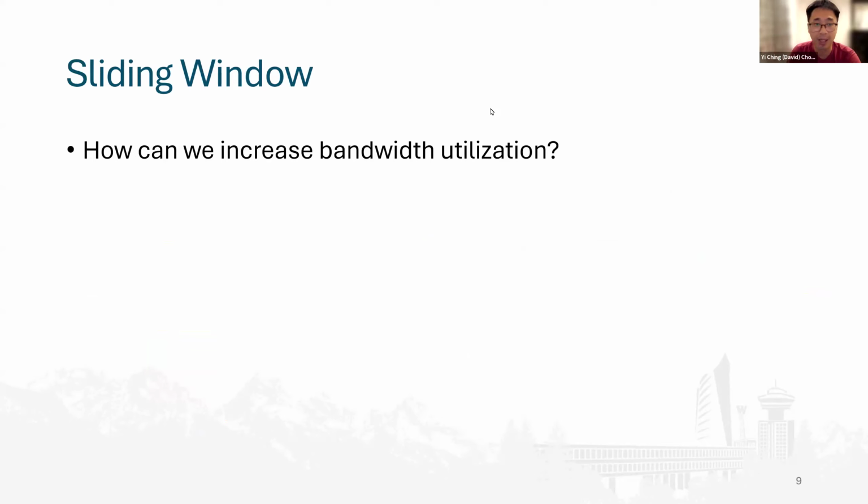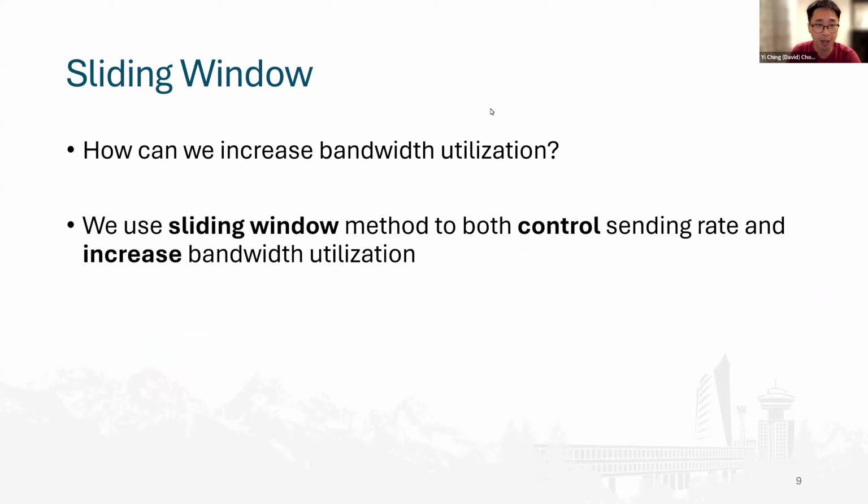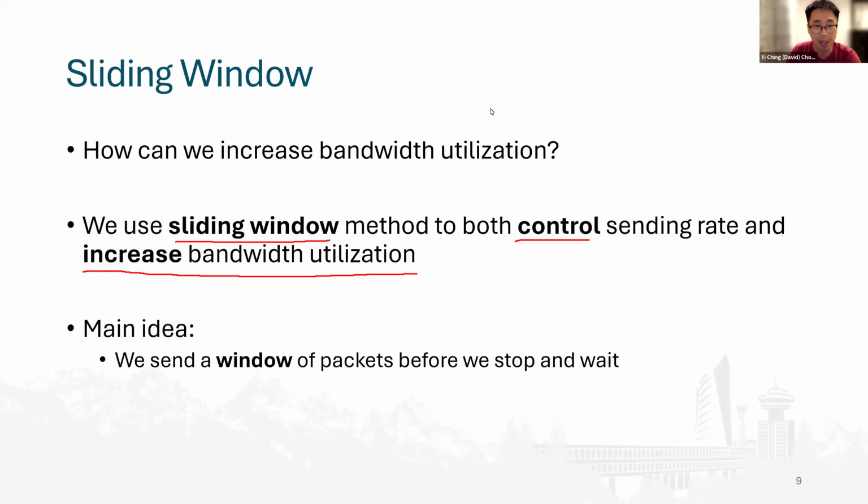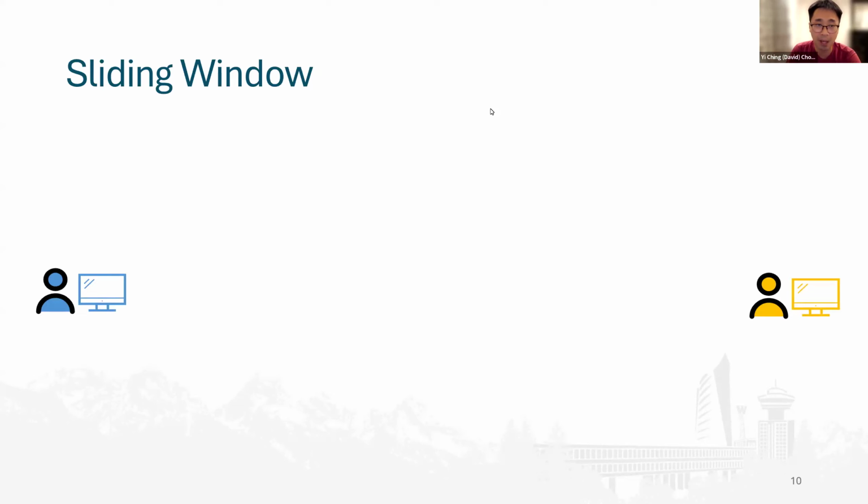So people have another idea. We can use something called sliding window. Sliding window is also a flow control method, but it can help us to increase bandwidth utilization. The main idea here is that we will send a window of packets instead of just one packet. How can we understand the word window here? You can understand the word window as a group. So we will send a group of packets before we stop and wait. Let's visualize that. We have a sender and we have a receiver here.